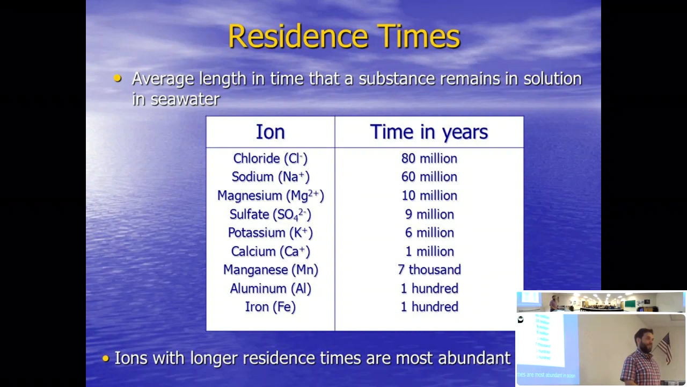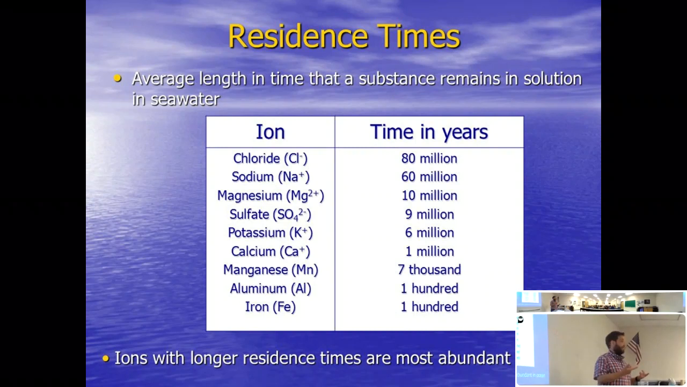Does that seem feasible to do on a test? Could you ever do that? If I asked you, which of these are conservative and non-conservative constituents? You're just looking to see, is the residence time greater or less than that of the mixing time of the ocean? Okay, and that's going to spell out whether that particular chemical constituent is well mixed or not.